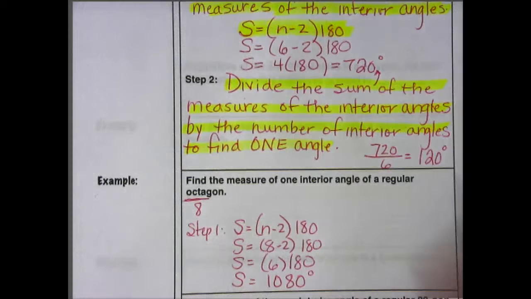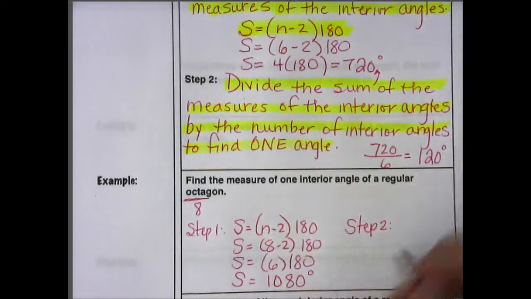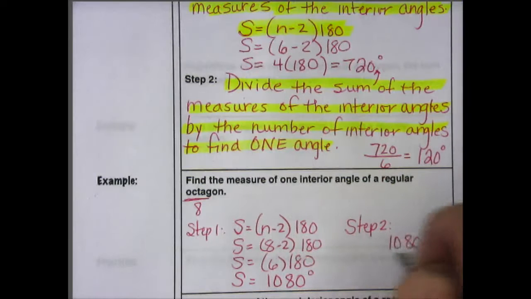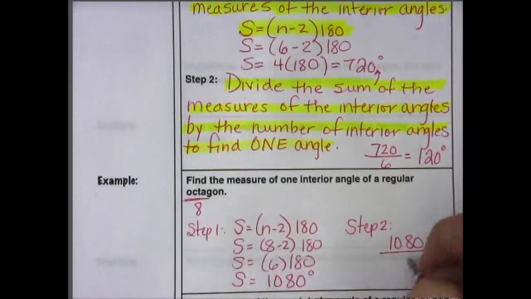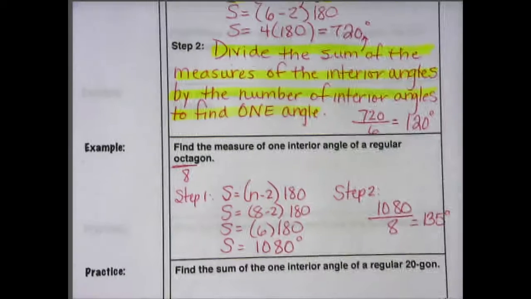We need to know 1. So we're going to take step 2. We're going to take our sum of 1080 and divide it by the number of sides or number of angles, which is 8. And we get 135 degrees.